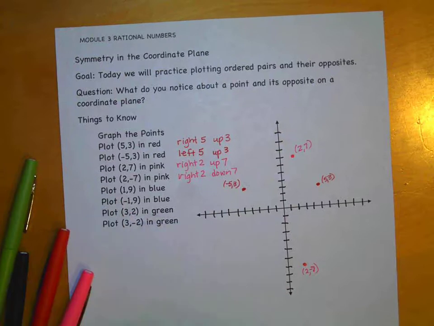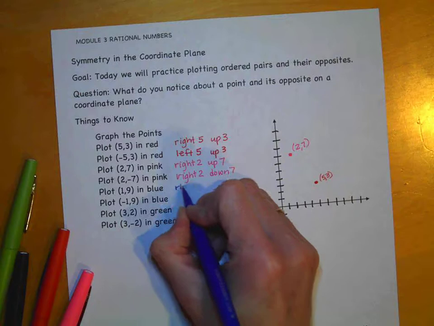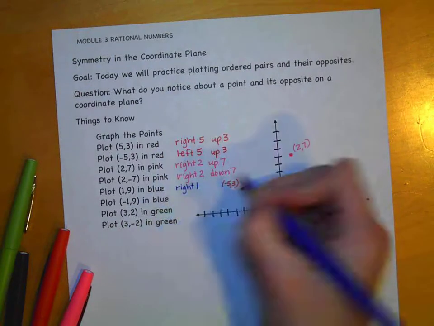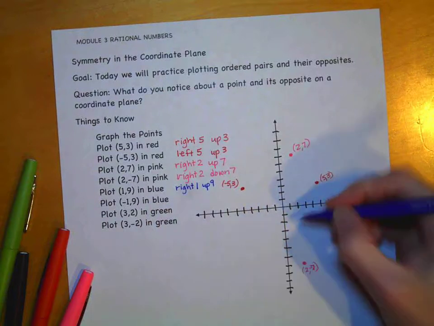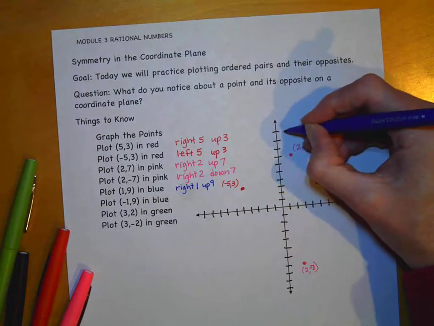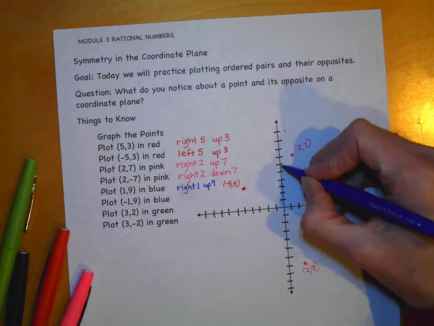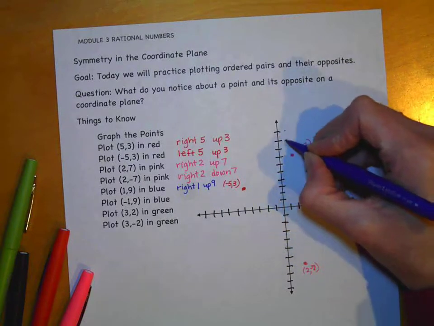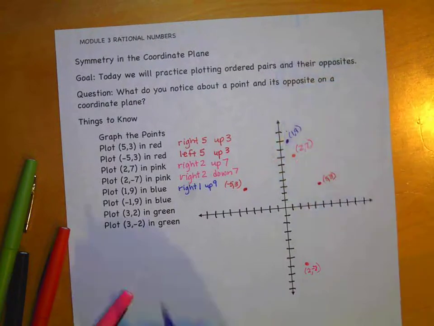Okay, now it says to use blue. So in blue, it says plot (1, 9). That means I'm going to go to the right 1 and up 9. So I have to go to the right 1 and up 9: 1, 2, 3, 4, 5, 6, 7, 8, 9. It's here. So this is (1, 9).